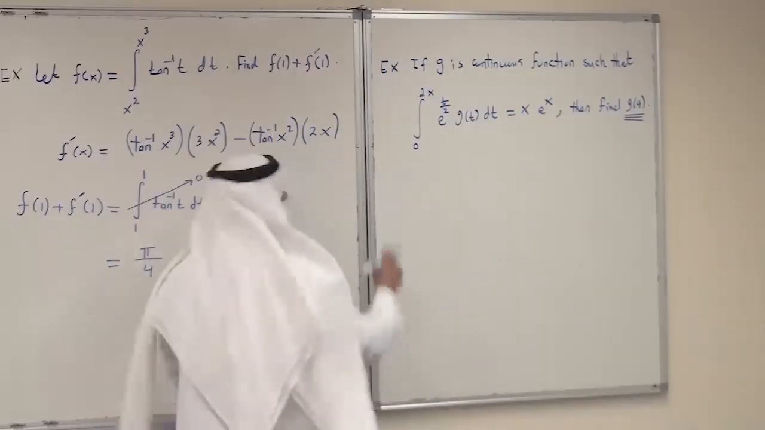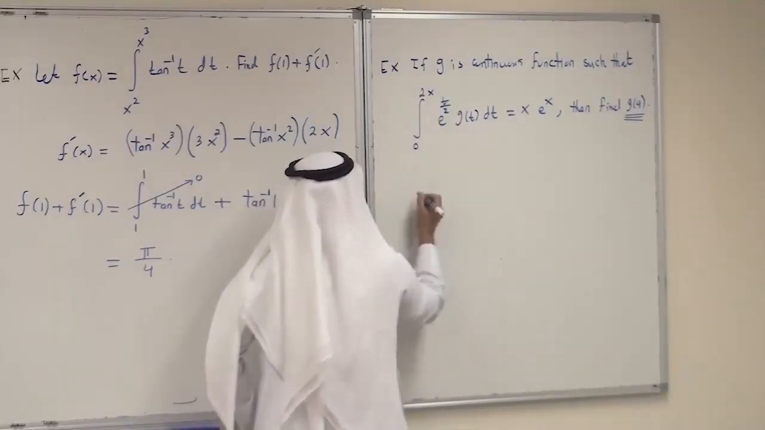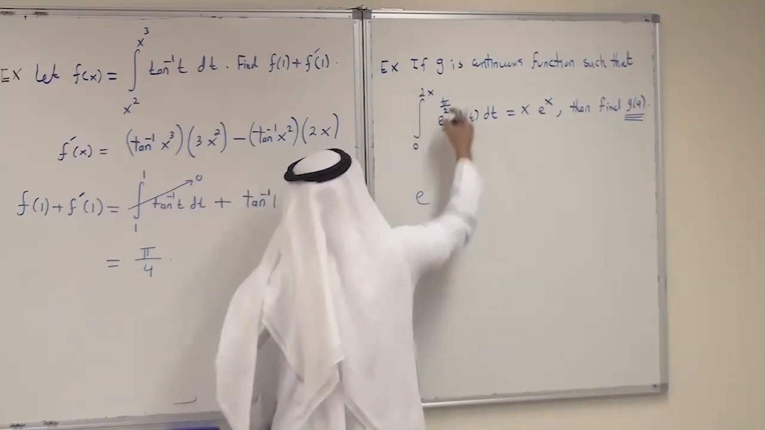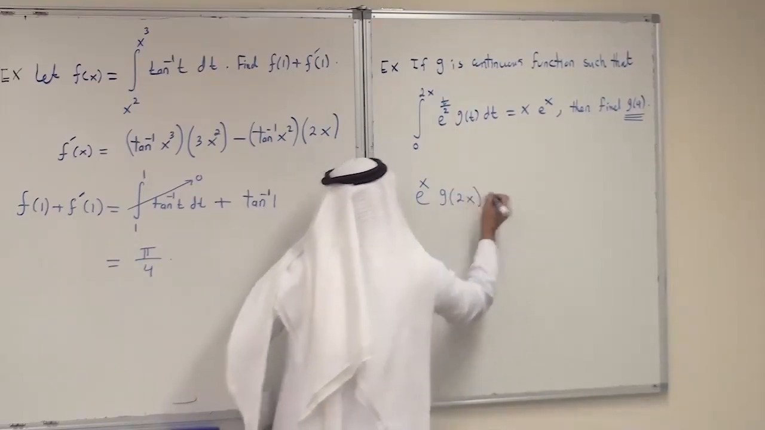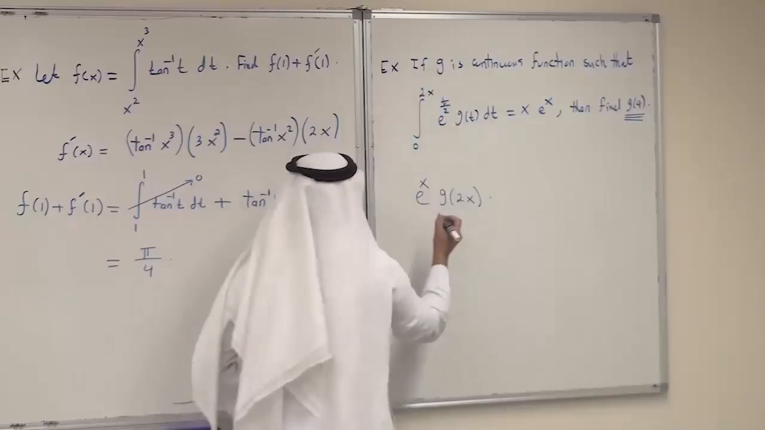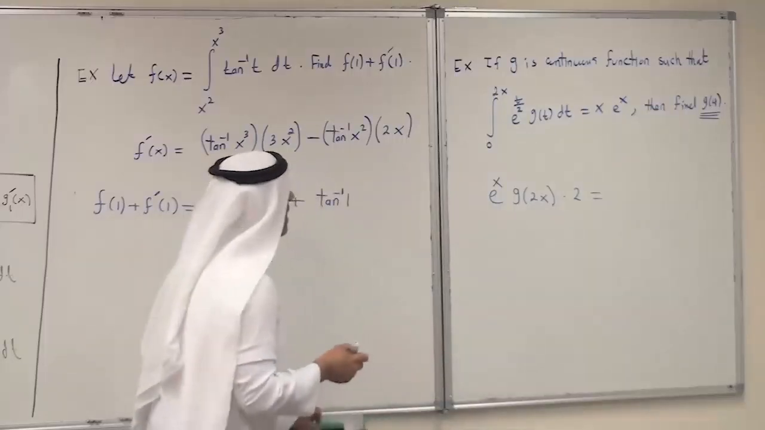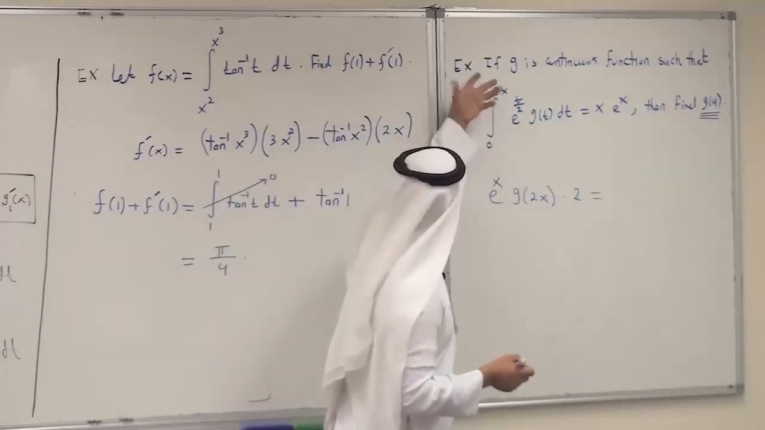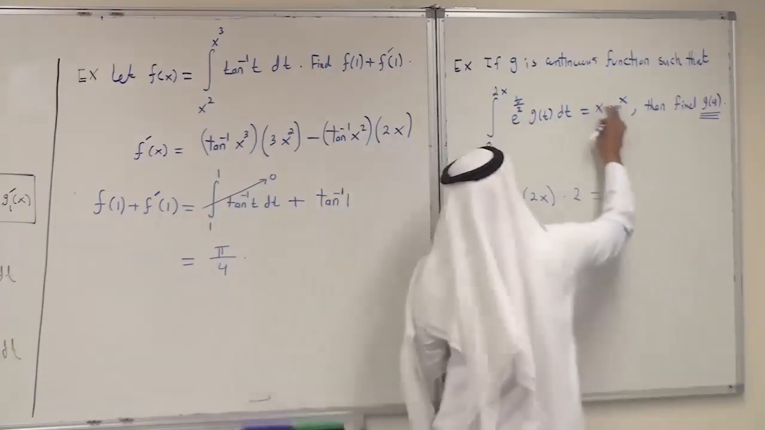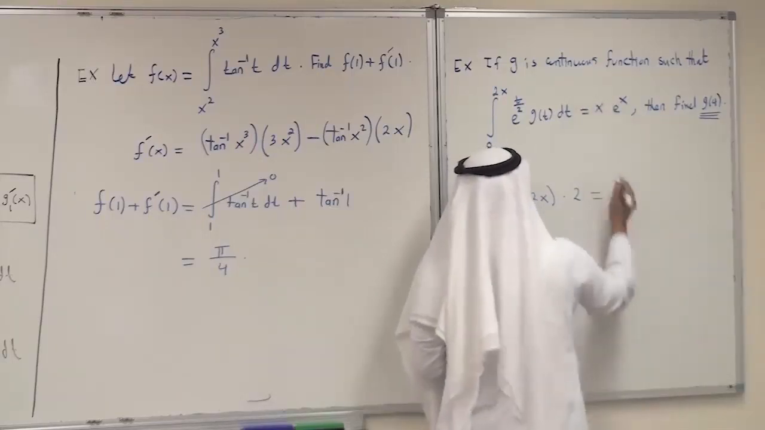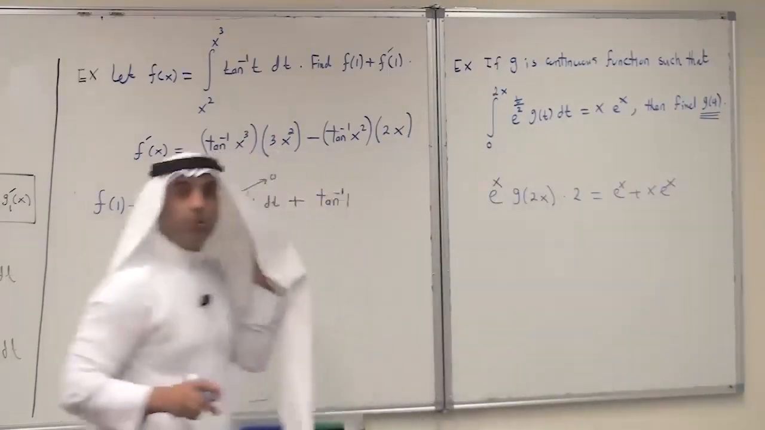If I differentiate both sides with respect to x, what will happen? I will substitute with the upper limit, so that will give me e to the power 2x over 2, that is e to the power x, times g of 2x, times the derivative of the upper limit, which is equal to 2. That is the application of the fundamental theorem of calculus. The upper limit is 2x, so I substituted here, and then I multiplied by the derivative. That's the first point. What is the derivative on the other side? This is a product of two functions, so it is e to the x plus x e to the x, easily done by the product rule of differentiation.